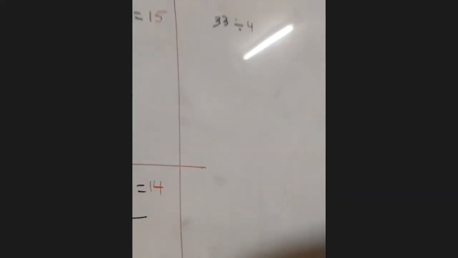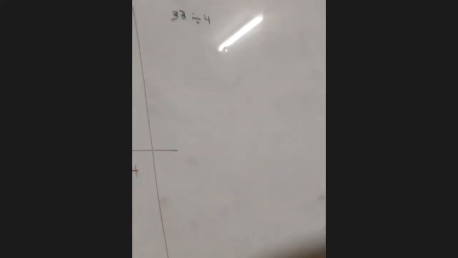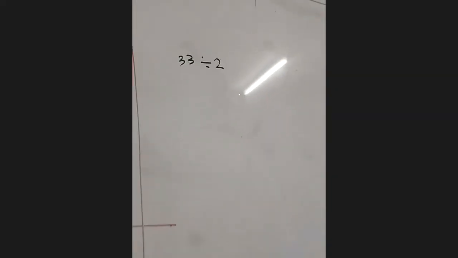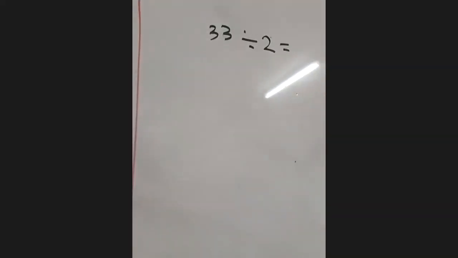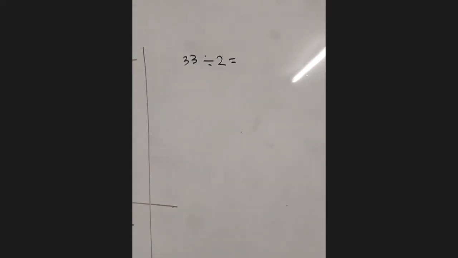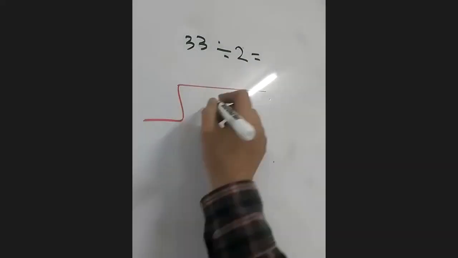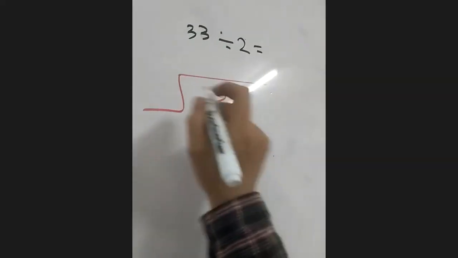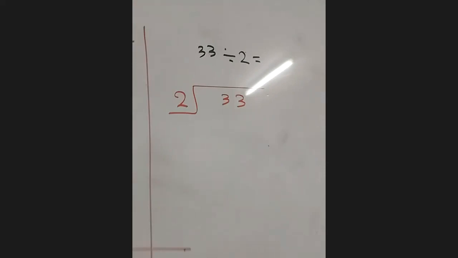33 divided by 2. Okay. Now, in this case, we'll do the same steps, guys. I will do normal division, long division. Here I'll put 33, and here I'll put 2.